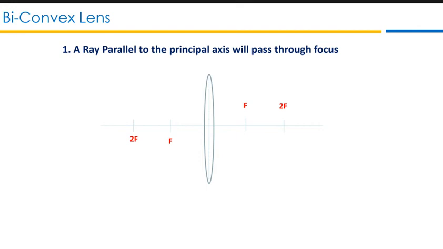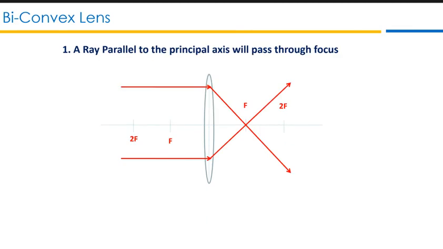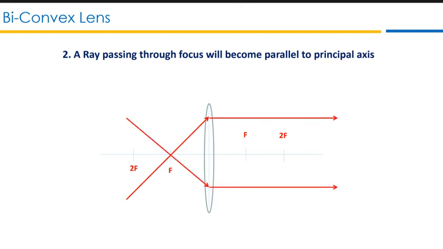We need at least two rays to construct the images. We will study here three, and any two you can use. A ray of light that is parallel to the principal axis must always pass through the focus. So from anywhere, whenever it's parallel to the principal axis, it passes through the focus. Any ray that comes from the focus becomes parallel. So both are actually the same.